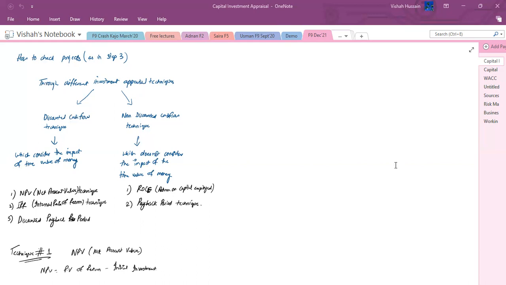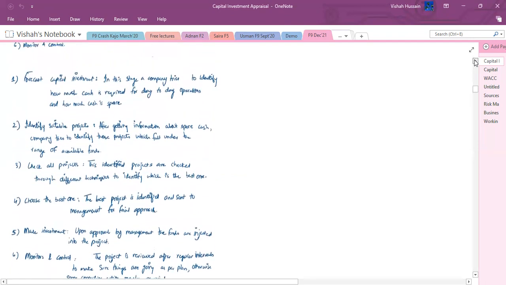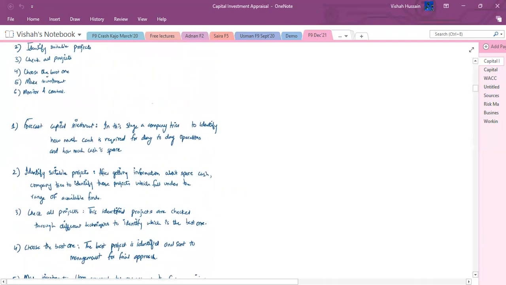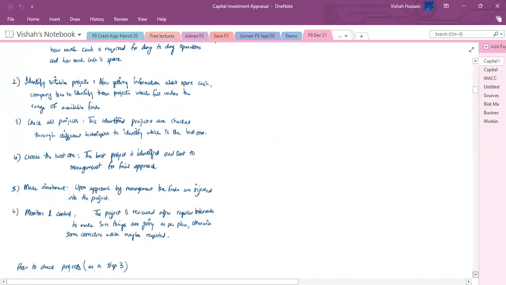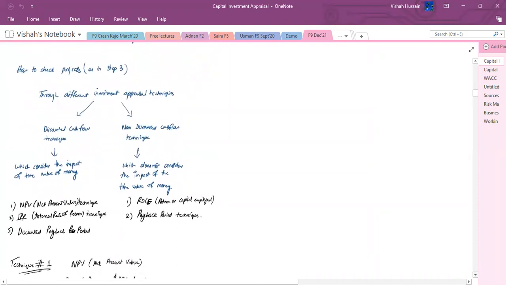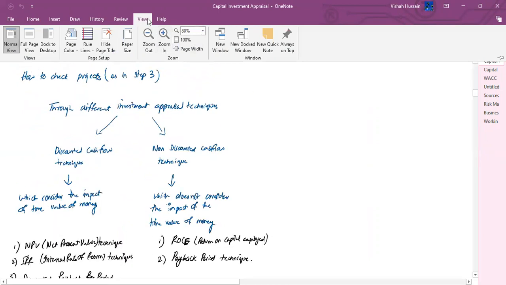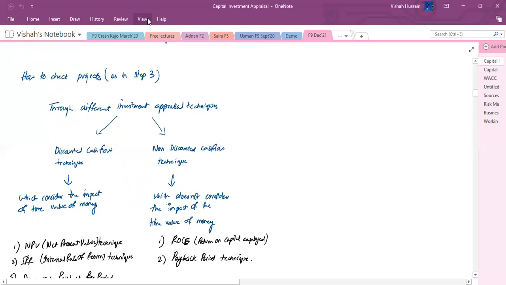Now, at the end of the last lecture, we discussed the theory of how we are going to identify the best project and what methods we'll use in investment appraisal. Now, the real question arises: how to check projects. Step three was to check projects. Through different investment appraisal techniques, you'll have to check projects. Out of them, one is the discounted cash flow technique, and the second is the non-discounted cash flow technique.